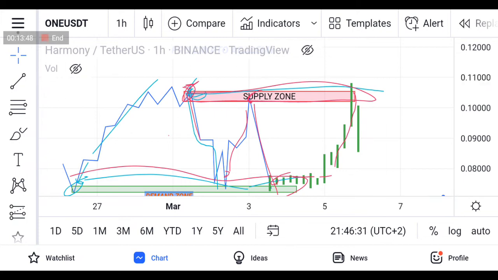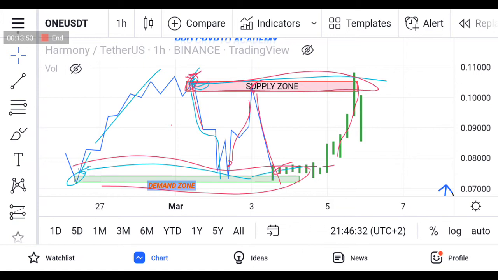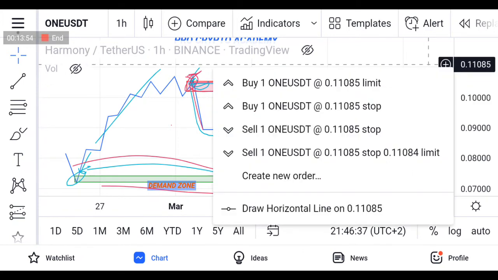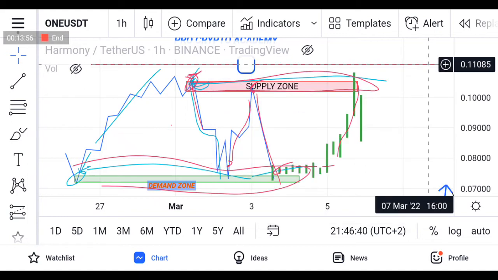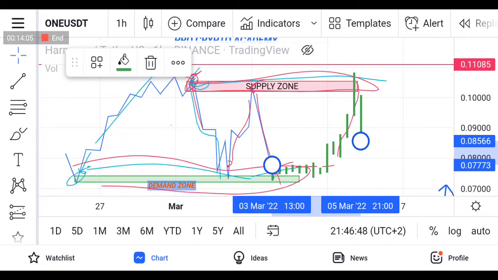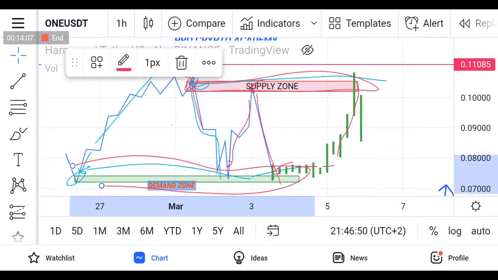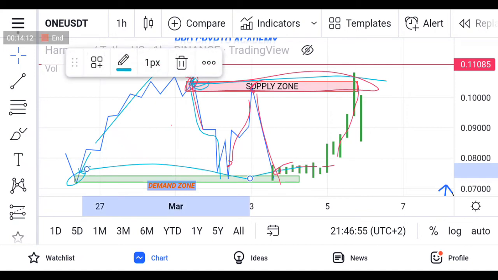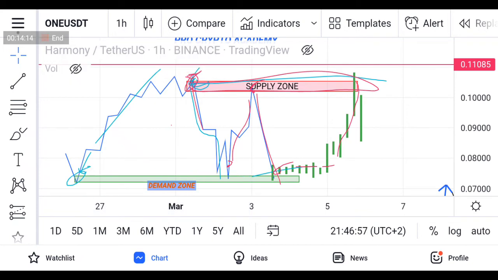Same thing applies on the demand zones. So in this case, on our supply zone, maybe you can set your stop loss around this level, right? So again, on the demand zones, where do I set my target profit, right?